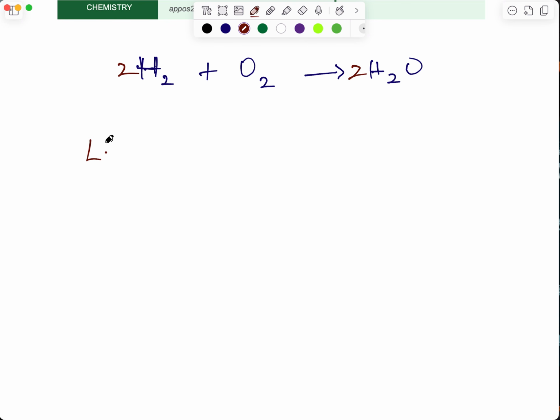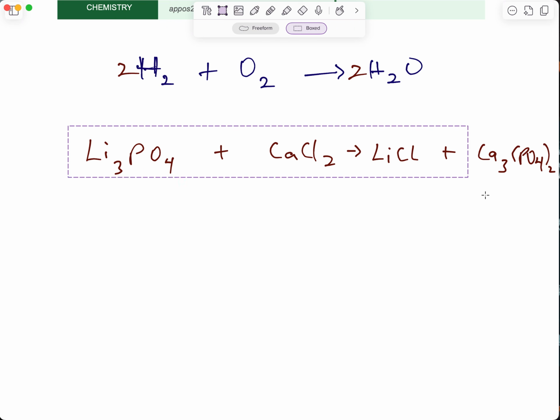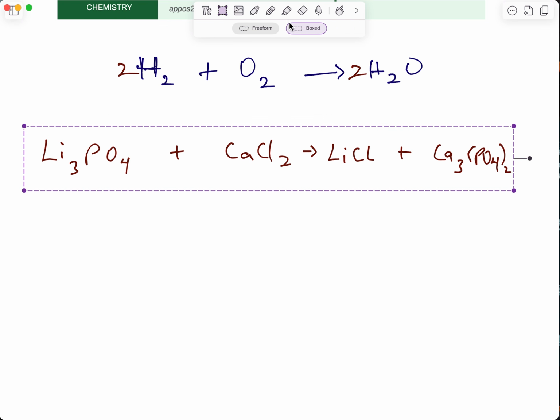So let's say we have a compound like this. So we have this chemical equation. We have this plus CaCl2, and this gives LiCl plus Ca3(PO4)2. So you have this now, and we want to balance this equation actually. So how do we go about that? So let's try to do it by inspection. Then I will teach you a way to actually always get it.